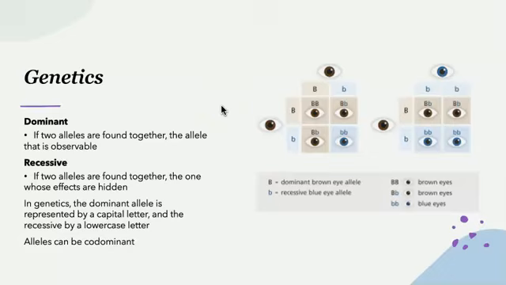And here's a further explanation of the terms dominant and recessive. This example is utilizing eye color. We see the big B's are representing having a brown eye color, whereas the recessive two little b's are representing having the blue eye color phenotype. So in genetics, the dominant allele is always represented by a capital letter, and the recessive will always be represented by a lowercase letter, and alleles can be co-dominant.